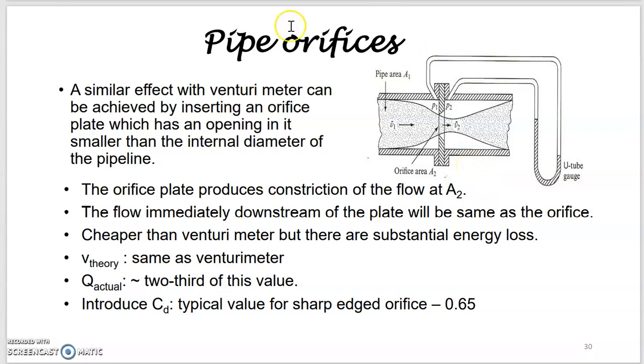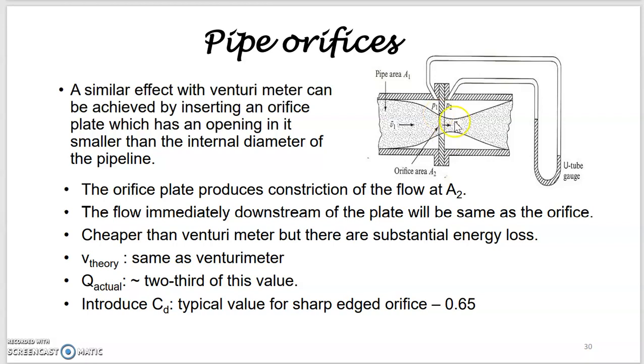So the third device, we have the pipe orifice. A similar effect to the venturi meter can be achieved by inserting an orifice plate which has an opening in it smaller than the internal diameter of the pipeline. So this is the pipeline. Then we insert a small orifice at A2 here, and it will give the smaller effect.